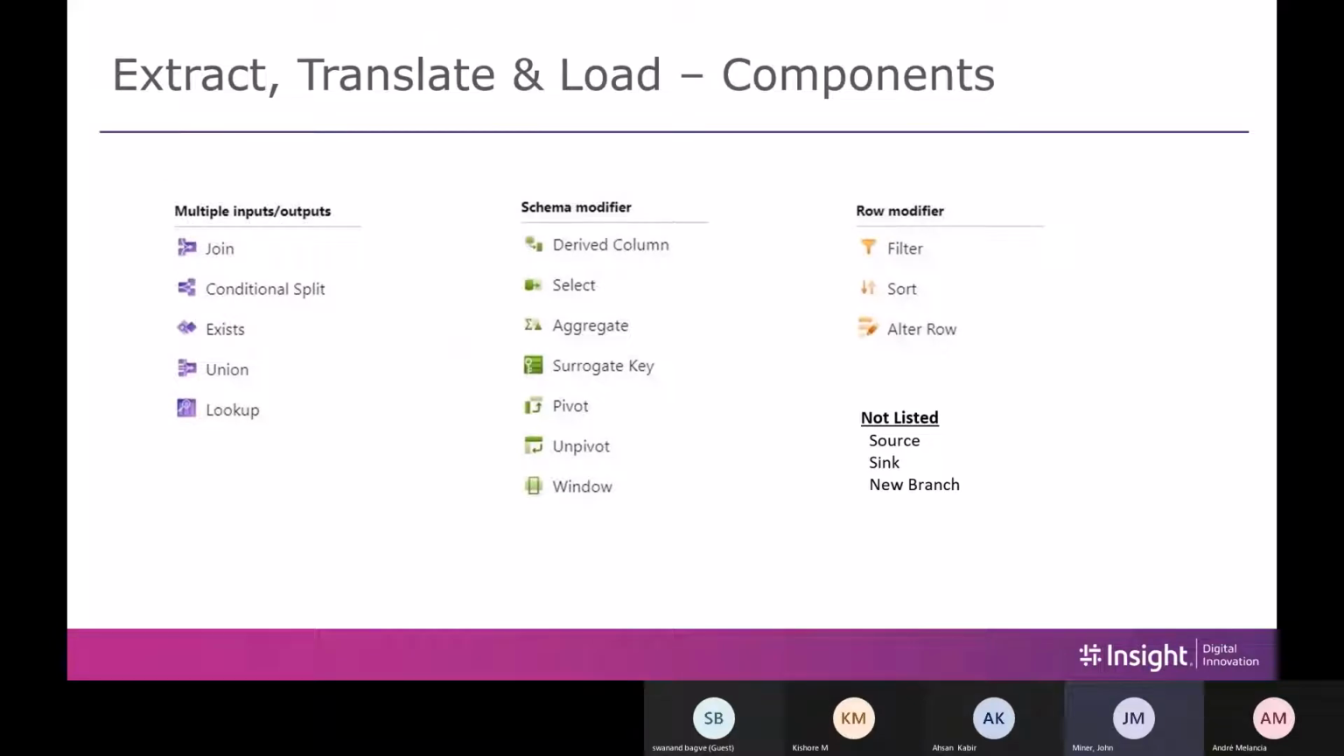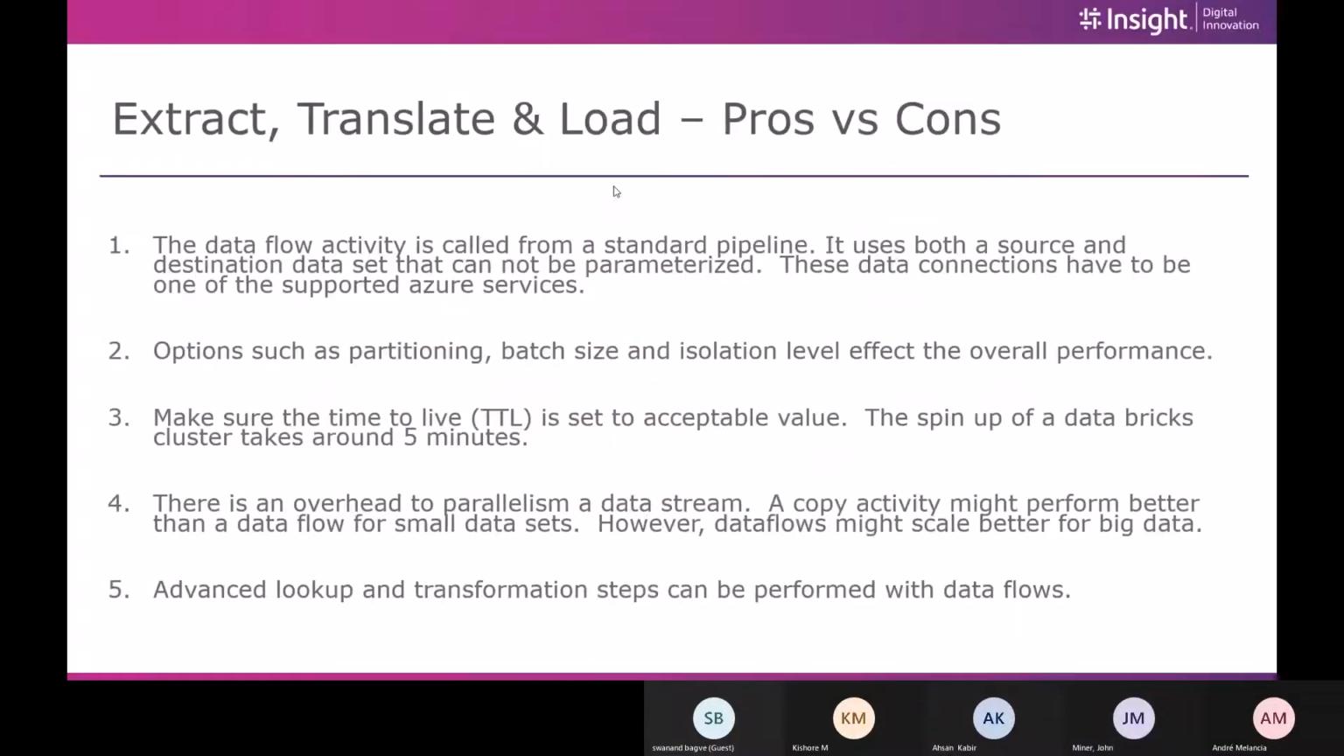So let's look at the extract, transform, and load components. Now we have a lot of stuff that's kind of like when you looked at SSIS. We can take 2 data sets and join them. We can do a conditional split. That means take the data and split into 2 pipelines. And we can union data. We can look up data. We can add things like derived columns, okay, selects, aggregates, so on. And there's some other things like the source, sink, and new branch that are not part of this component.